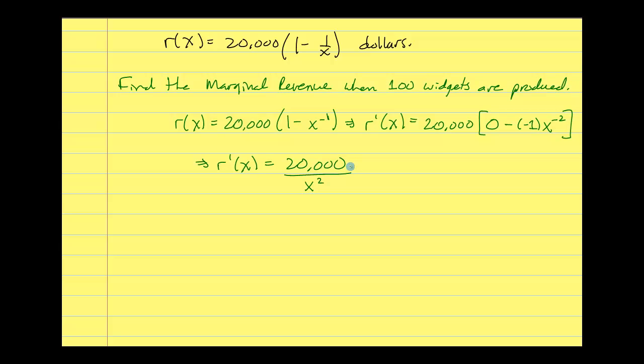Now what we want to know from this marginal revenue function is what is my marginal revenue evaluated at x equal 100. Another way we could write that is r prime of 100 equals 20,000 over 100 squared. Well, 100 squared is a 1 with four zeros, so that's 20,000 divided by 10,000, which is equal to 2, and this is $2. So if you think about this, the marginal revenue of one more machine when we're already producing 100 machines or widgets is about $2.